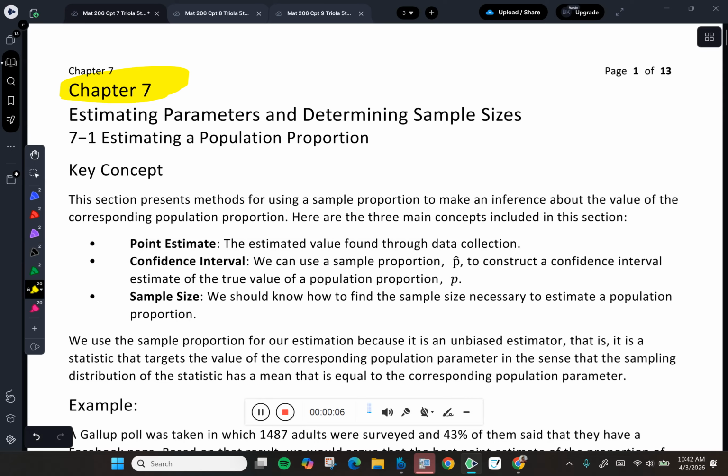In Chapter 7, we are going to begin doing a thing we're going to be doing for the rest of the semester. That is, we're going to be using data that was collected through polls or surveys or experiments as a way to estimate and talk about population parameters. Our first example is about estimating a population proportion.